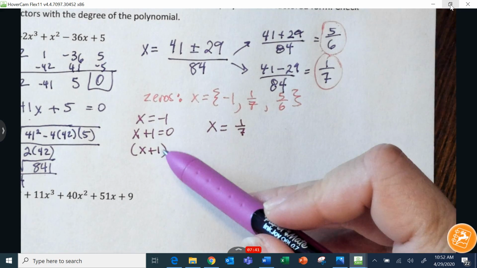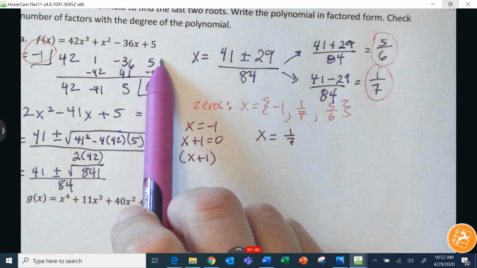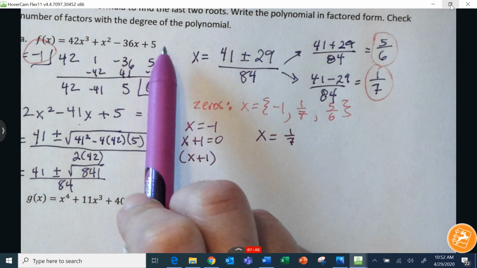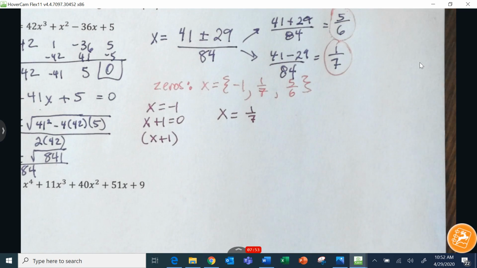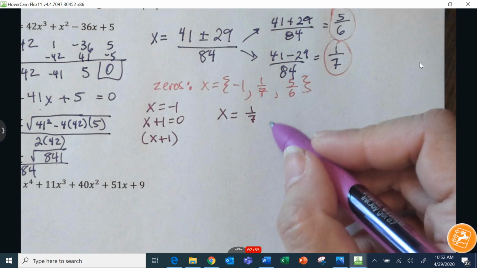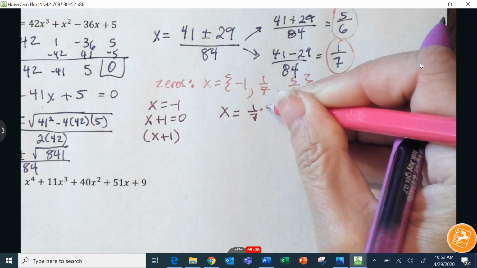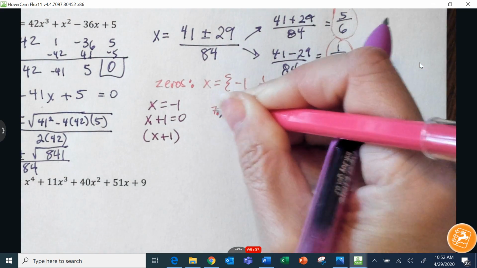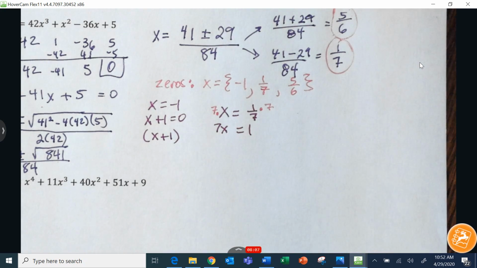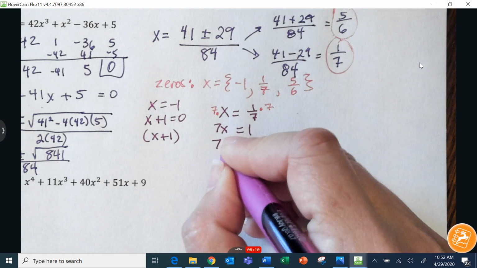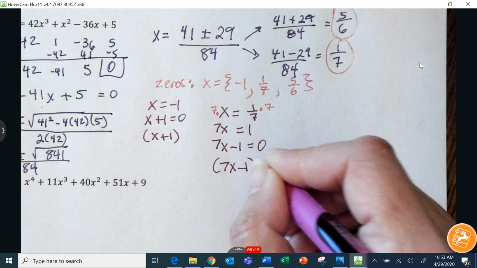the factors do not have fractions in them, because if they did, then we would see fractions up here. So since we don't see fractions up here, all of these factors are integer factors. So what I'm going to do to change this into an integer factor is multiply both sides by 7 to get rid of the 7 that's in the denominator. So I have 7x equals 1, and then I subtract the 1. 7x minus 1 equals 0, so that factor ends up being 7x minus 1.